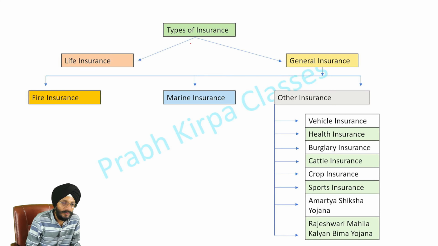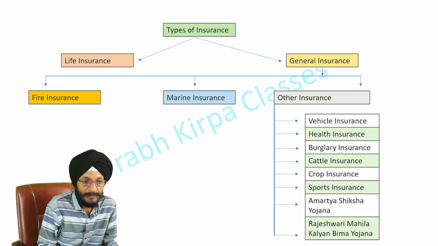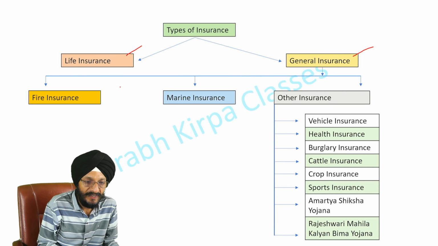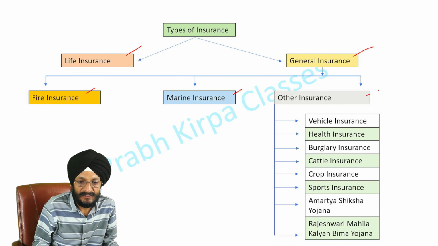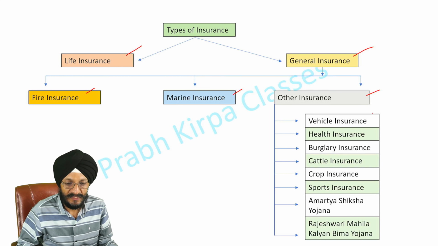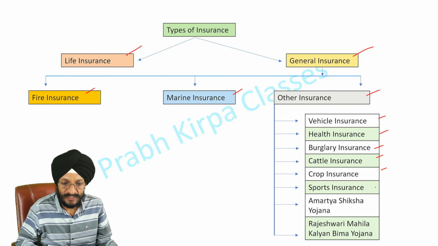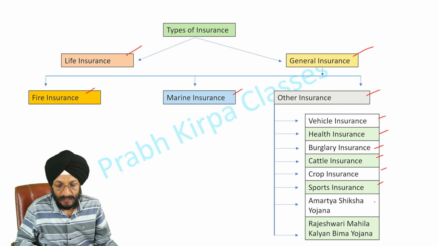Insurance can be broadly classified into two types, life insurance and general insurance. Again, the general insurance can be classified into three types, fire insurance, marine insurance, and other insurance. Examples of other insurance are vehicle insurance, health insurance, burglary insurance, cattle insurance, crop insurance, sports insurance, अमर्त्य शिक्षा योजना, राजेश्वरी महिला कल्याण बीमा योजना.